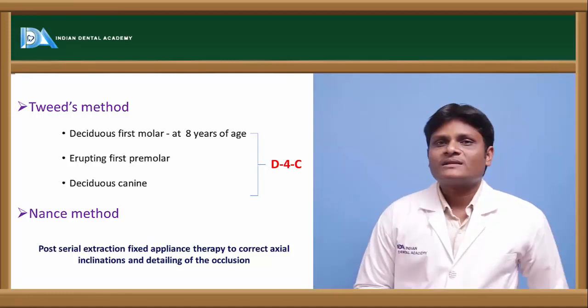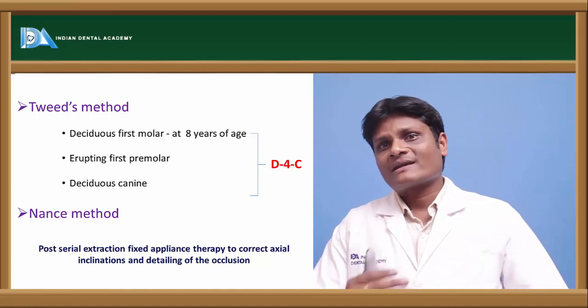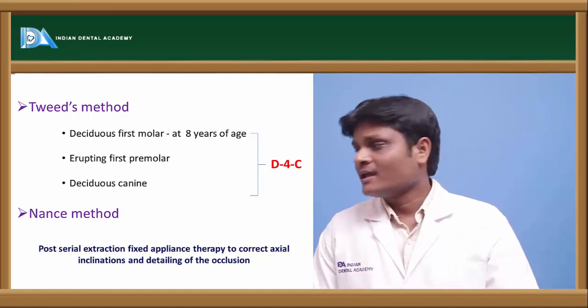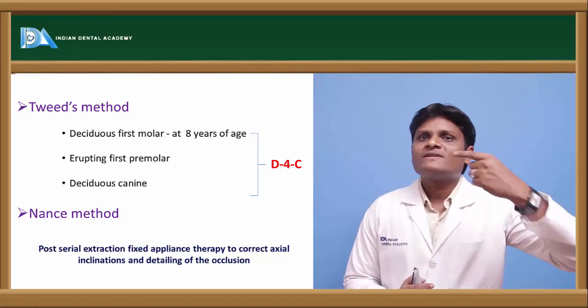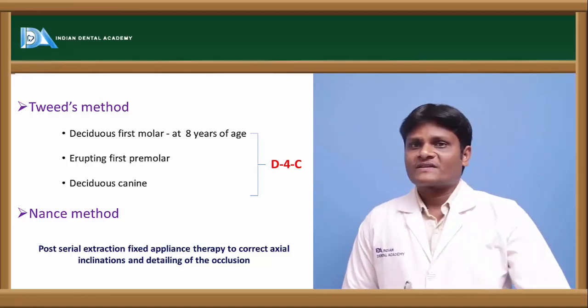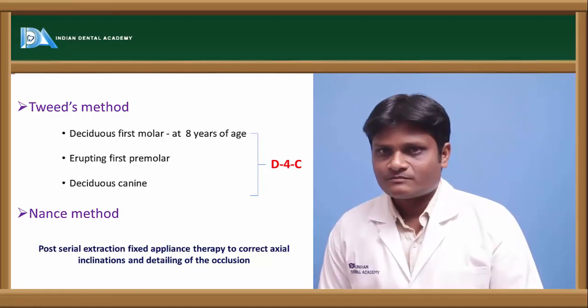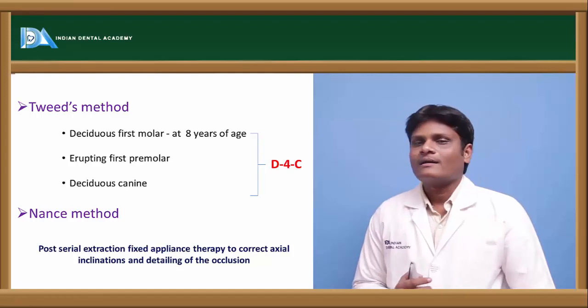So, in the Tweed's method, we first extract the deciduous first molar, then we extract the erupting first premolar, and then we extract the deciduous canine. So, we can follow Dewel's method of serial extraction in the mandibular arch and Tweed's method of extraction in the maxillary arch. Yet, there is one more method of serial extraction proposed by Nance.